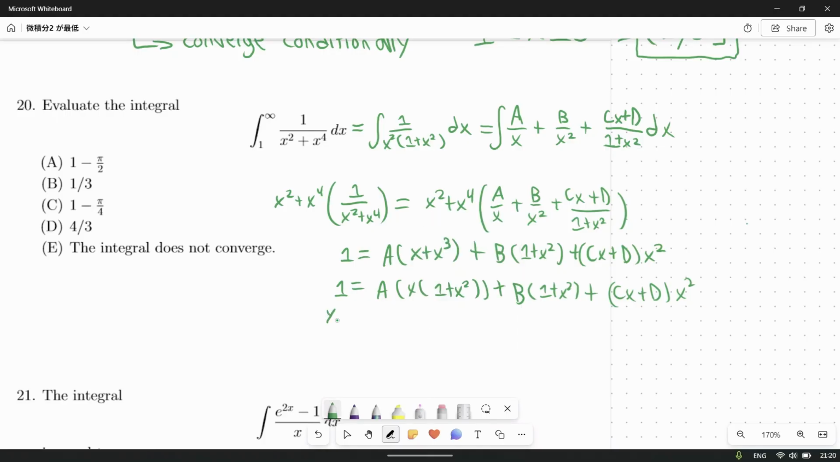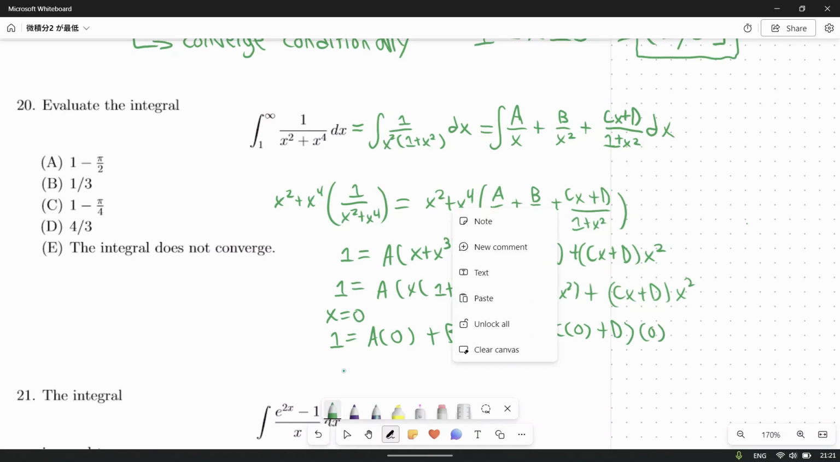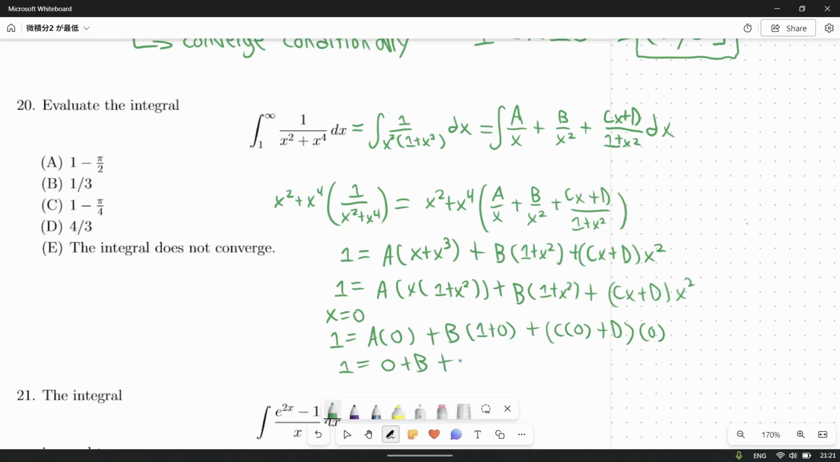So in the case of X is equal to 0, we can say that 1 is going to be equal to A times 0 plus B times 1 plus 0 plus C times 0 plus D times 0. And from here, this is going to allow us to cancel out everything except B, and we can find out right away that this simplifies to 1 is equal to 0 plus B plus 0 plus 0. And so B is going to be equal to 1.